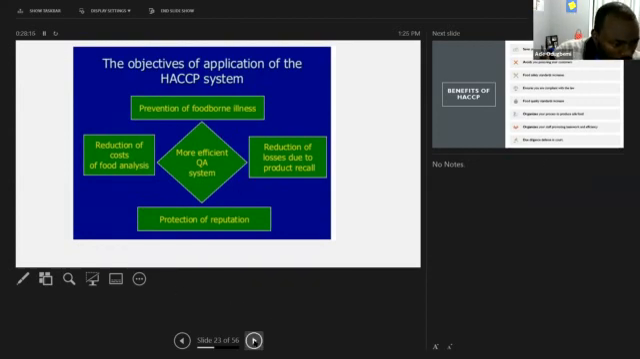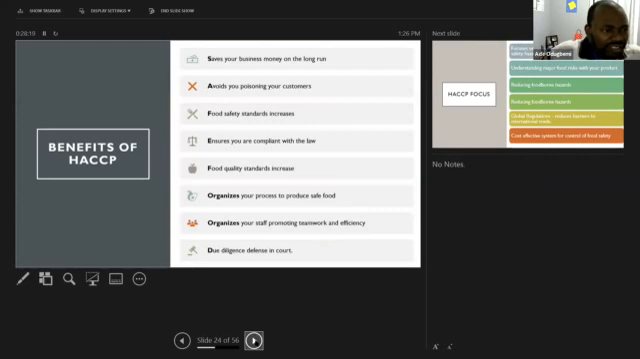So what are some benefits? Why do we even do this? It saves your business money in the long run because you're not going to make unnecessary spendings in the organization. It avoids poisoning your customers. Then your food safety standards increase. You ensure you are compliant with the law. I don't like to scare people, but I'm telling you that food safety is becoming very important globally right now.